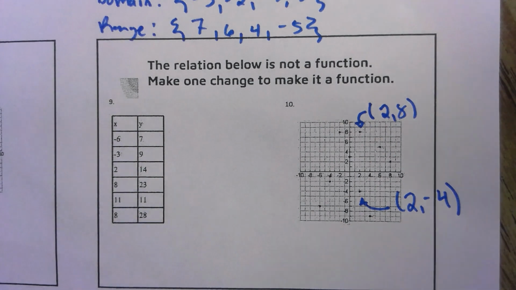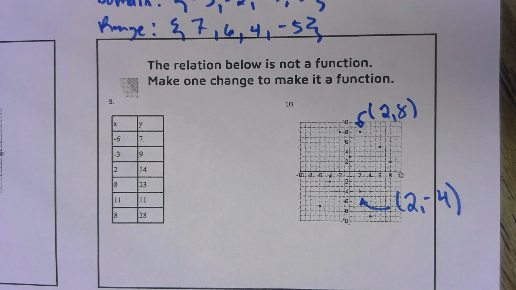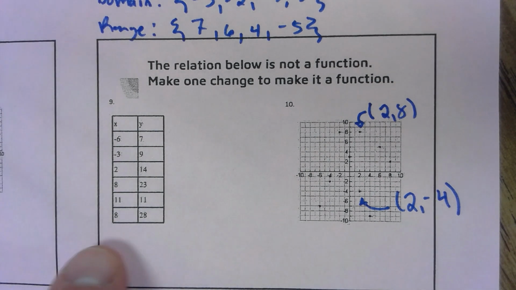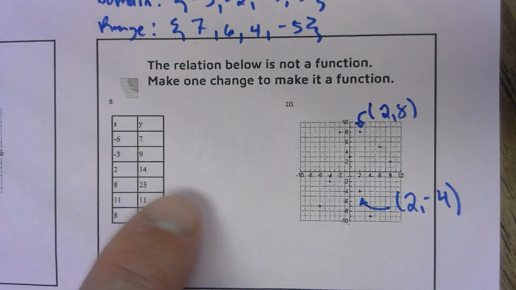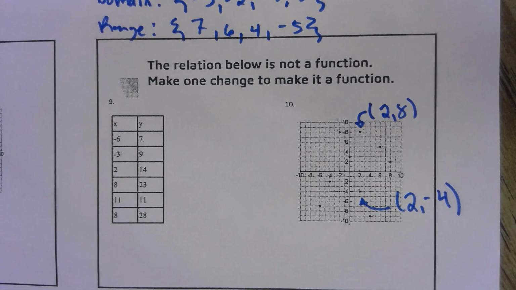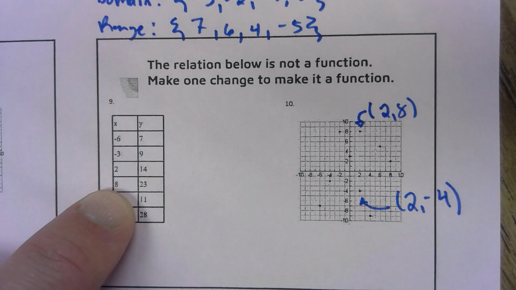Okay. Number 9, who can help us out? How can we make this a function? What's one way to do it? Ford, what you got? Easy, right? Just change this input to be something different so that when we see this 8, it doesn't lead to two different outputs. Is there another way that we could make that happen? Gemma, you said something. What did you say? Yeah, so just change the output. Julian, what's another way? Change the other 8. Yep, so change the other output there.